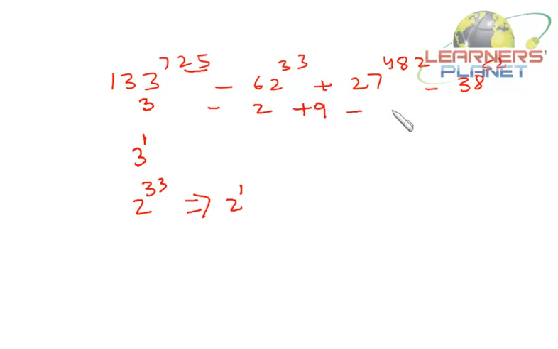Similarly, 52 is a multiple of 4. So the unit digit of 8 raised to 52 will be the same as the unit digit of 8 raised to 4, which will be 6. So let's calculate this: 3 minus 2 is 1, 1 plus 9 is 10, 10 minus 6 is 4. So the unit digit of this big calculation will be 4.